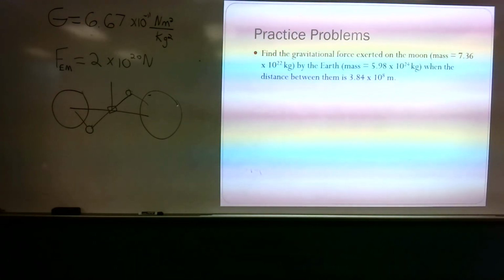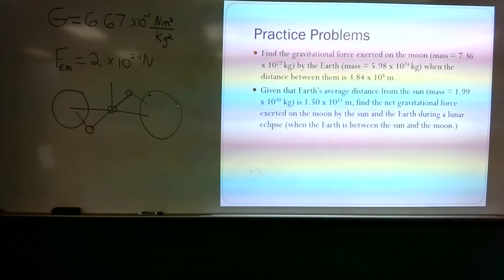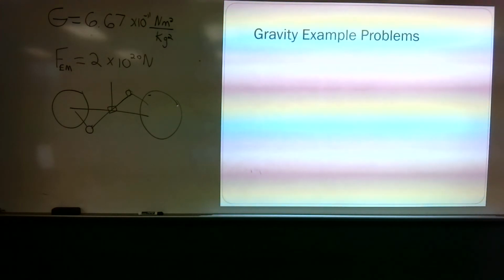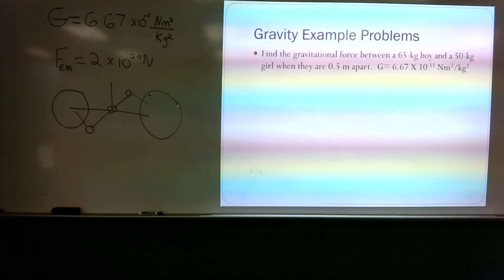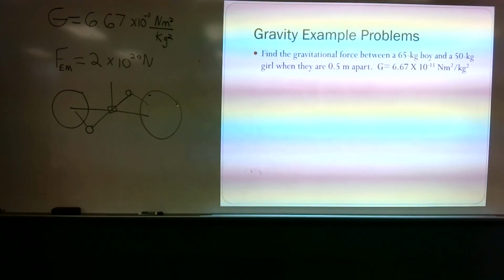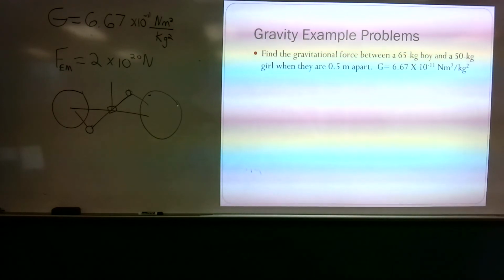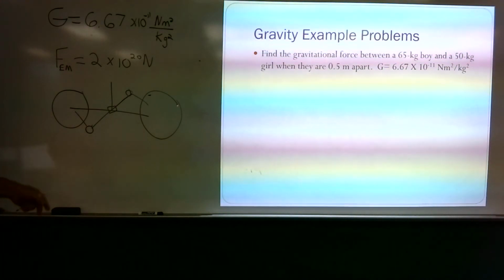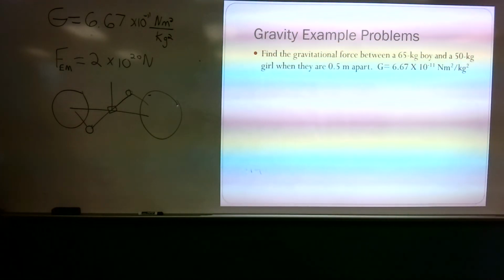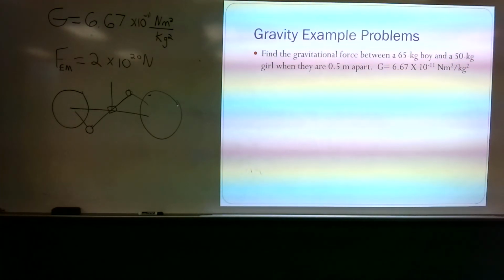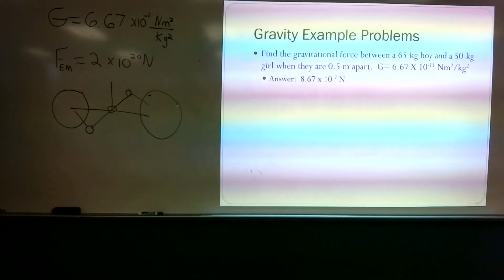There's a couple other problems in here. I'm not going to bother working through them. There's another one here: the gravitational force between a 65 kilogram person and a 50 kilogram person when they're 0.5 meters apart. Just plug and chug. If you want some practice, this one comes out to be 8.67 times 10 to the minus 7 newtons.